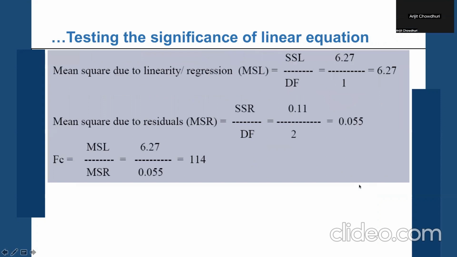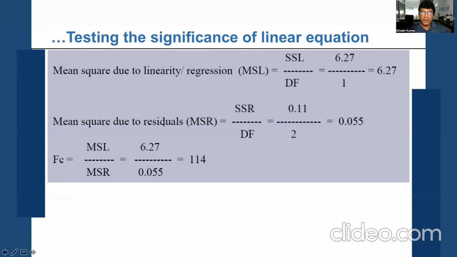Now, mean square can be calculated by dividing the respective sum of squares by degrees of freedom. Here, mean square due to regression or linearity can be calculated if you divide the sum of square due to regression or linearity by degree of freedom: 6.27 divided by 1, you get 6.27.